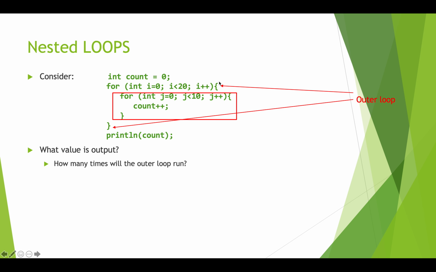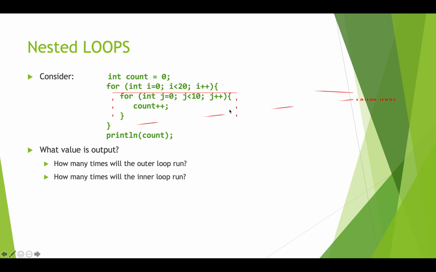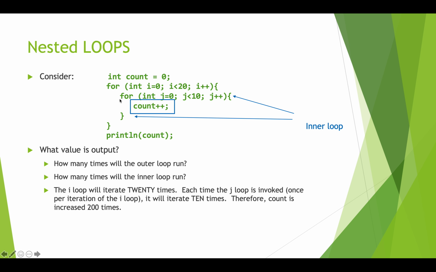So here's the outer loop. It's defined by this for header and these curly braces, and this is the body. We know that the outer loop is going to run 20 times because we're going from 0 to 20. Now, what about the inner loop? That's this one in here. The inner loop is going to run 10 times, and it's going to run 10 times for every time that the outer loop runs. So the i loop, which is the outer loop, iterates 20 times, and each time it iterates, the inner loop is going to iterate 10 times. So we have to actually multiply these things together.